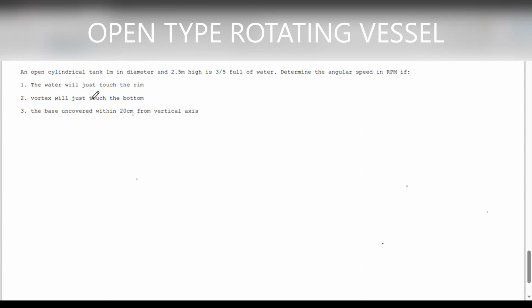So our next problem is problem number 3. An open cylindrical tank 1 meter in diameter, 2.5 meter high, is 3/5 full of water. We have to determine the angular speed in RPM if the base uncovered is within 20 centimeter from our vertical axis. So when we illustrate it, it will look like this one.